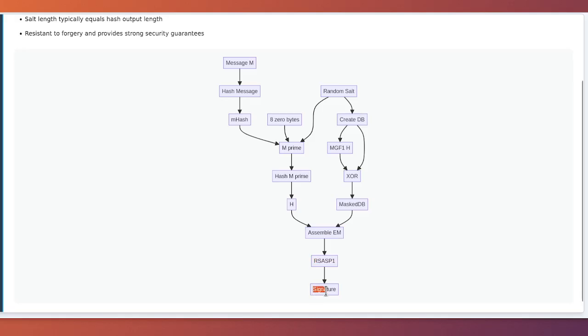Signature verification reverses this process. After applying RSAVP1 with the public key to recover the encoded message, you unmask the DB, extract the salt, recompute H from the message hash and salt, and verify that it matches the H in the signature. If any check fails, the signature is invalid. The randomization means you cannot simply compare signatures for equality. You must perform the full verification algorithm.